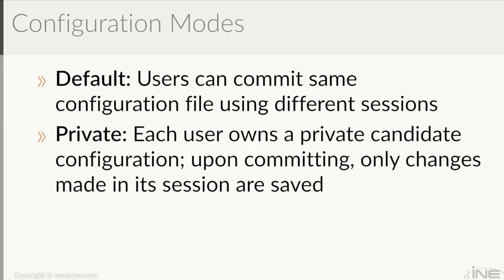So with the same example, Peter is working on his own private configuration, and John is working on his own private configuration. John is adding new interfaces. Peter is simply modifying a parameter of the VPN. When Peter commits, only the modified VPN parameter will become operational. The interfaces that are being added by John are not committed until John commits his own private copy of the candidate configuration.